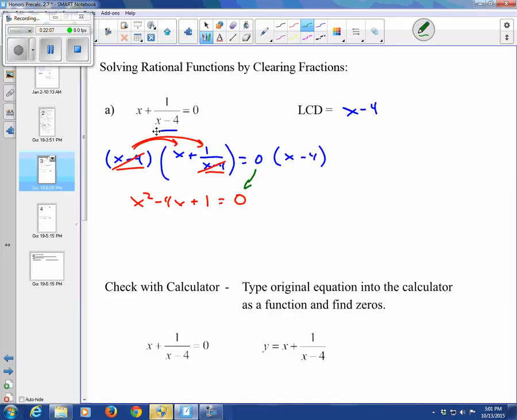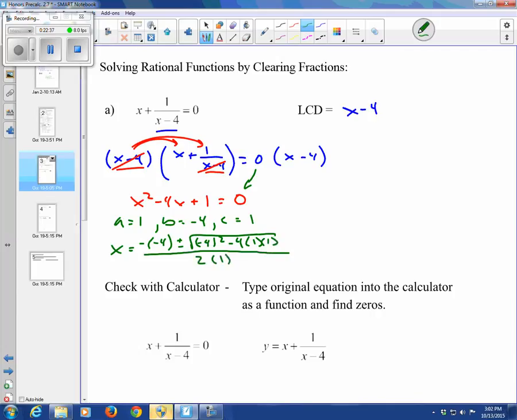And now what we're going to see is that we've got a quadratic that we cannot factor. So what we're going to have to do is use the quadratic formula. When we use the quadratic formula, we're going to say a equals 1, b equals negative 4, c equals 1. For our quadratic formula, that is going to give us x equals negative b, so 4, plus or minus the square root of negative 4 squared minus 4 times the a term of 1 times the c term of 1, all over 2 times the a term of 1. So right here we can simplify this and solve it out.